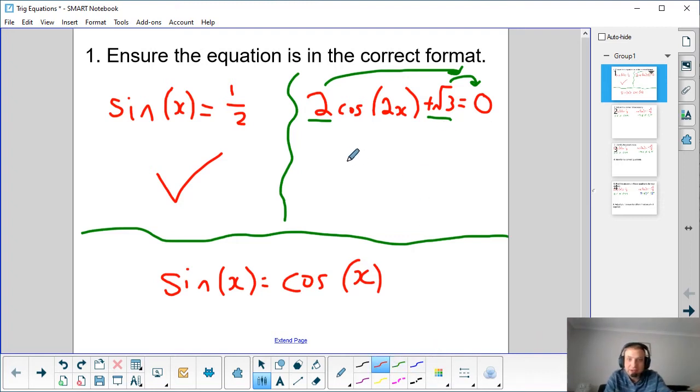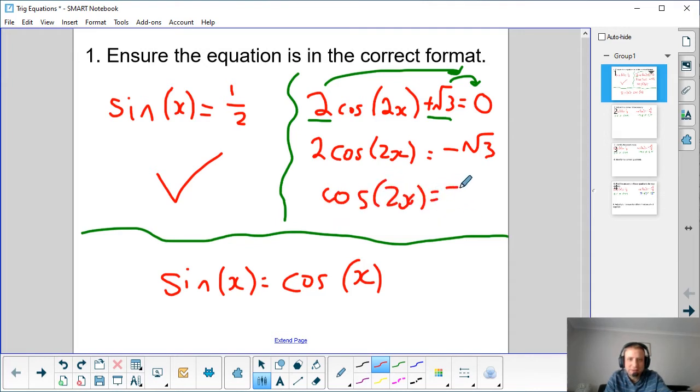So in 2 steps, we'd be leaving that 2 there for a start. We'd be subtracting the root 3 to the other side. And then that 2, being a times 2, can be divided on the next step. And that gets us to our happy place where we've just got cos 2x by itself. And on the other side, we've got negative root 3 on top of 2. And that's good to go.